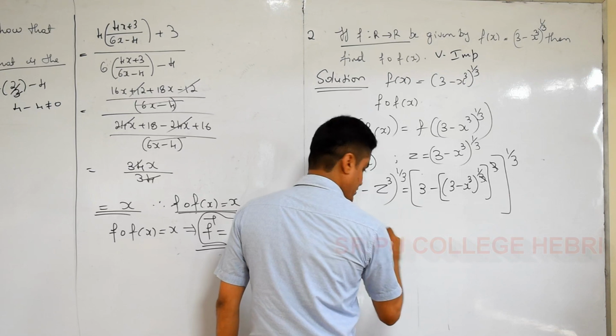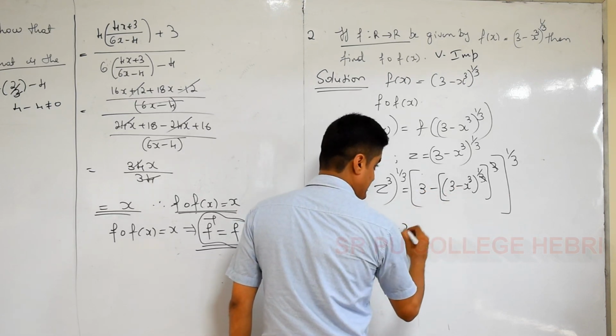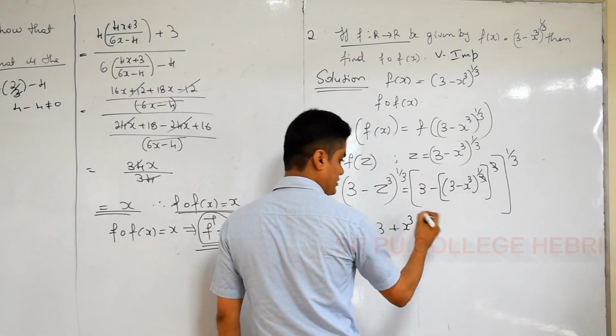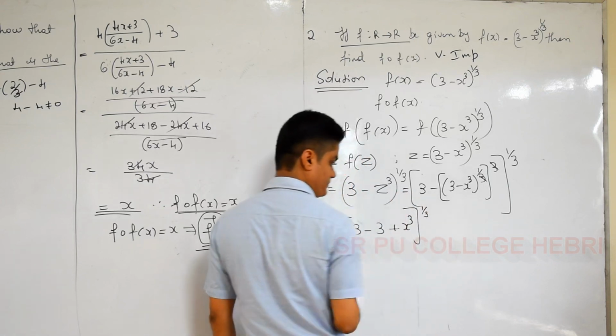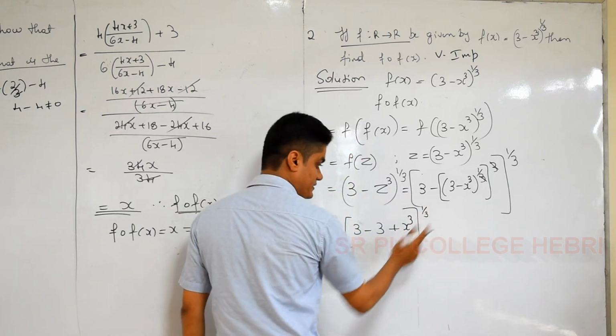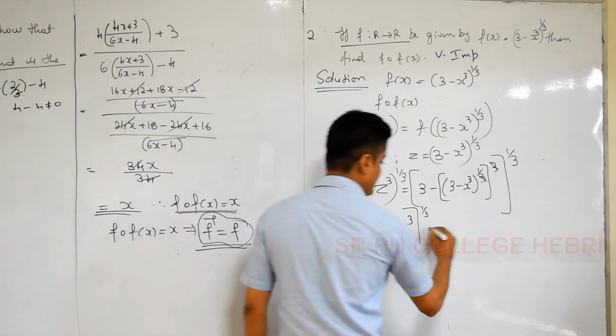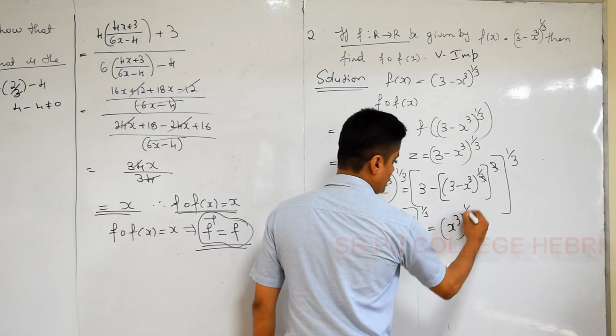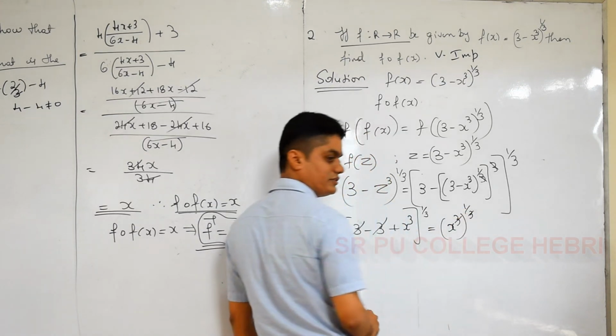Minus 3 minus plus x cube. Next, the 3 that is completely outside with 1 by 3: do not cancel here either, it cannot cancel. First you cancel this, then the remaining is x cube whole to the power 1 by 3. Now the remaining 3 will get cancelled.